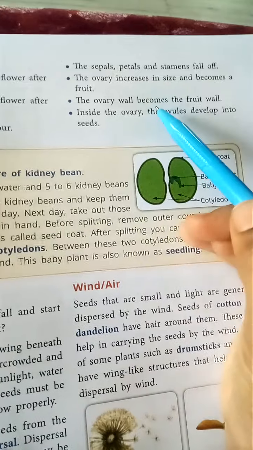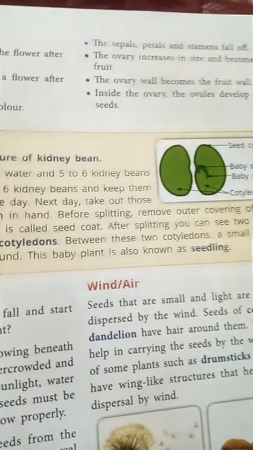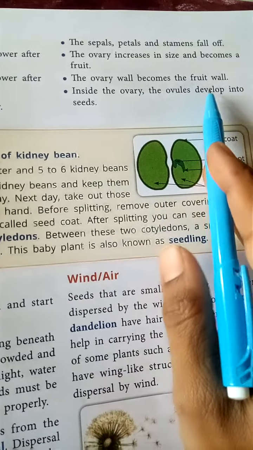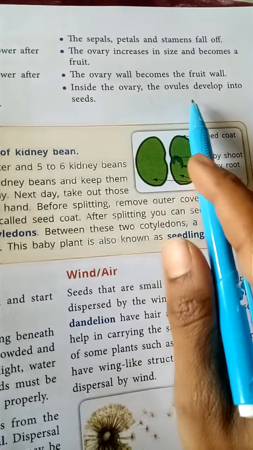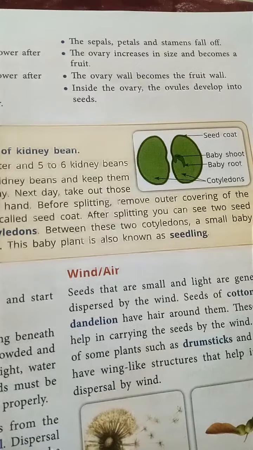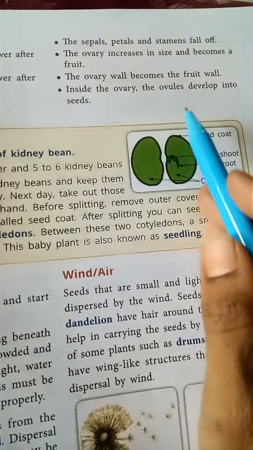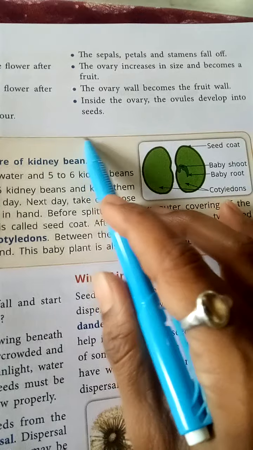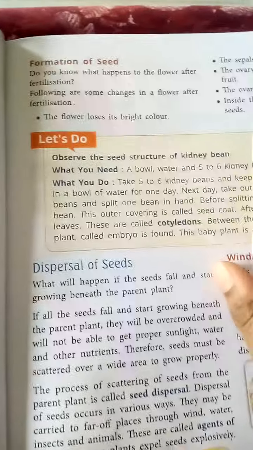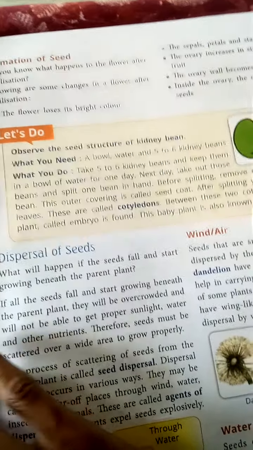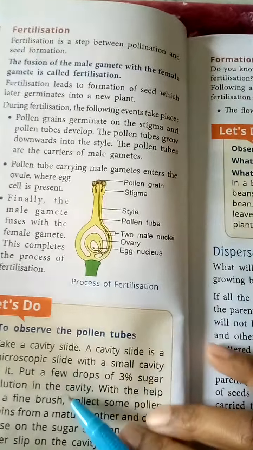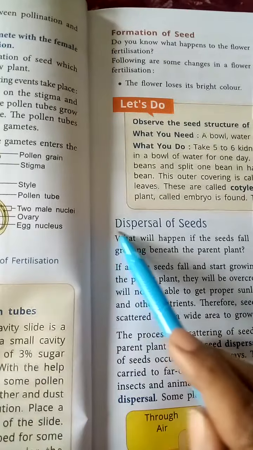So the ovary wall becomes the fruit wall. The ovary wall converts into the fruit wall, and inside the ovary the ovules develop into seeds. The ovules finally convert into seeds. Okay, so today we discussed the fertilization process, sexual reproduction and their fertilization process. In the next period we will start the dispersal of seed.